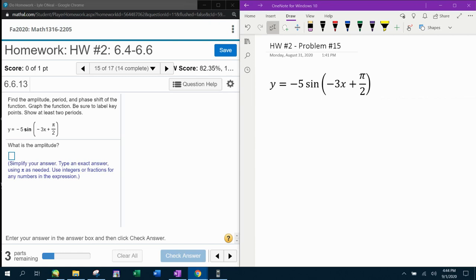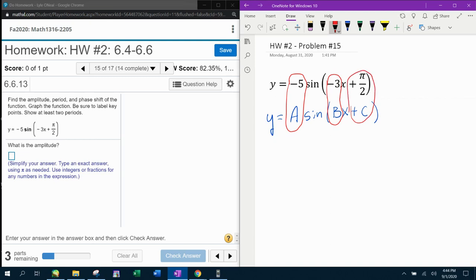Okay, so here I've got the function copied down over here. The first thing that I want to do is write the standard form of a sine function below it. And the standard form is y equals a sine of bx plus c. That is the standard form of a sine function where we can now see the value of a. A is -5, b is -3, and c is pi over 2 at the moment, okay?